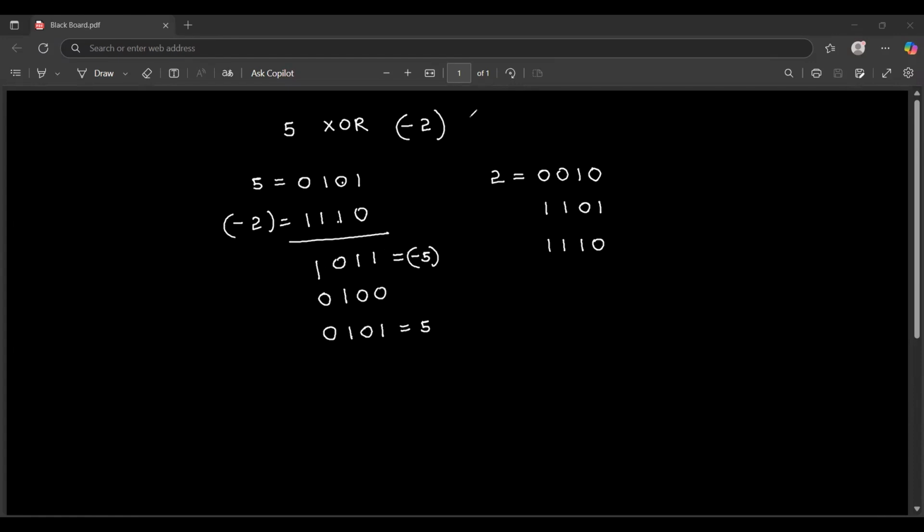So what will be the answer for 5 XOR -2? Well, it will be -5 if we are using 4 bits 2's complement. Okay, 4 bits 2's complement. Now let's talk about 8 bits. Okay, let's say we have 100 XOR -3. Well, -3 can also be represented by using 8 bits, right? Yeah, why not try that?